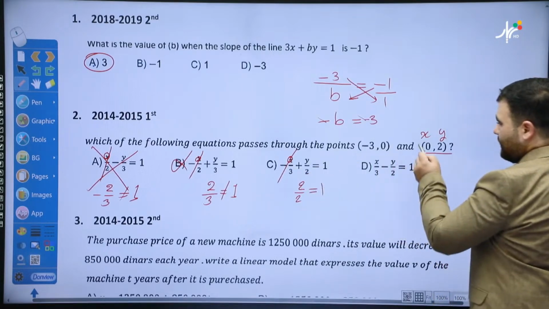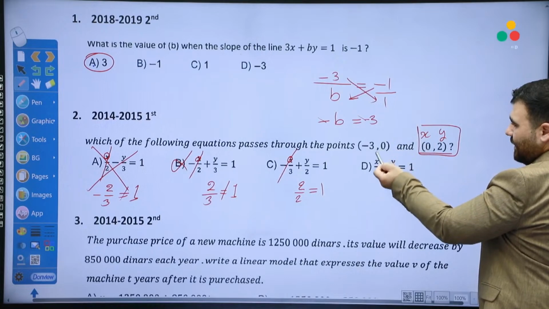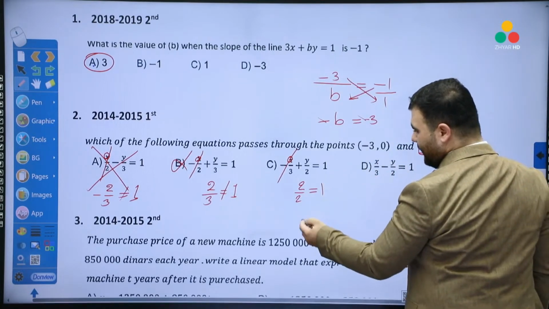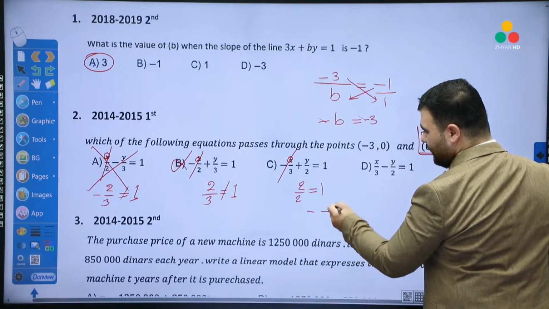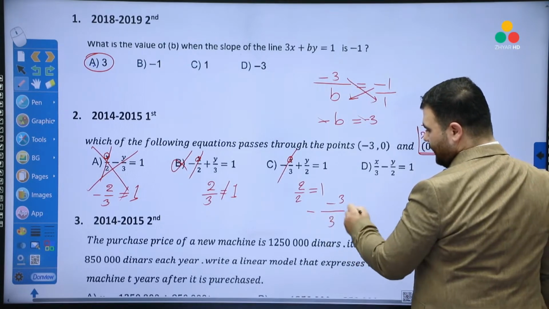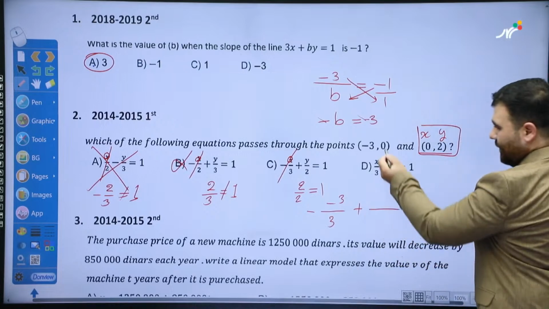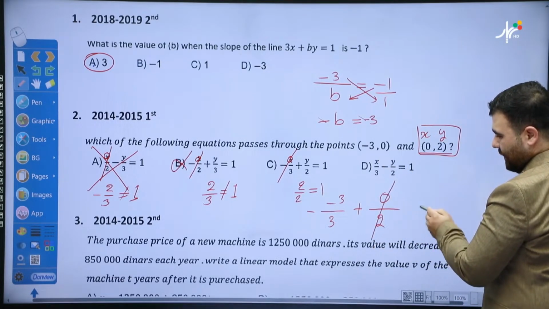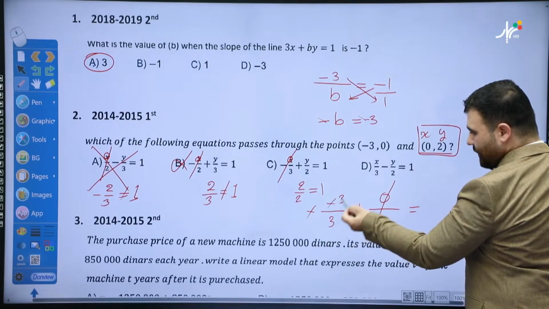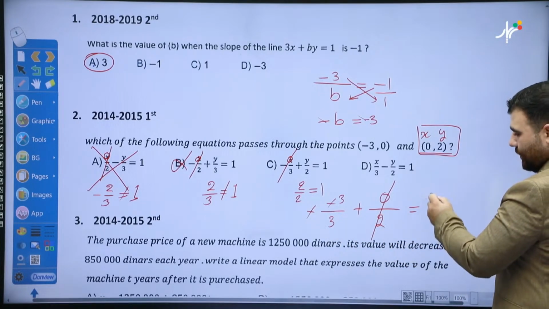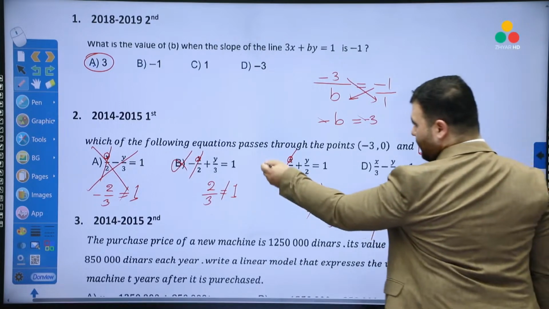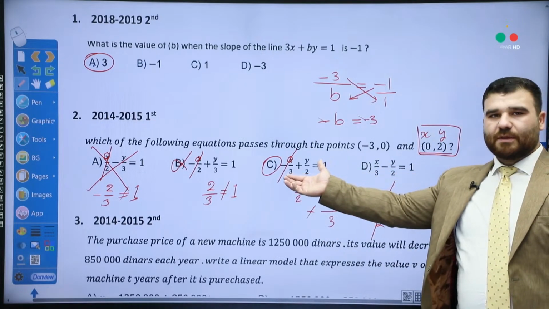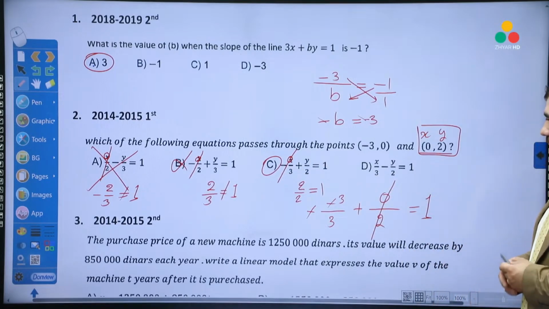Since C applied this point, let's test for the other point. Now I want to replace x with -3. That is -3 over 3 plus 0 in place of y, 0 over 2, which is 0. Then -3 over 3 is remaining, which is equal to 1. Both points satisfied this equation. This means C is the correct answer.